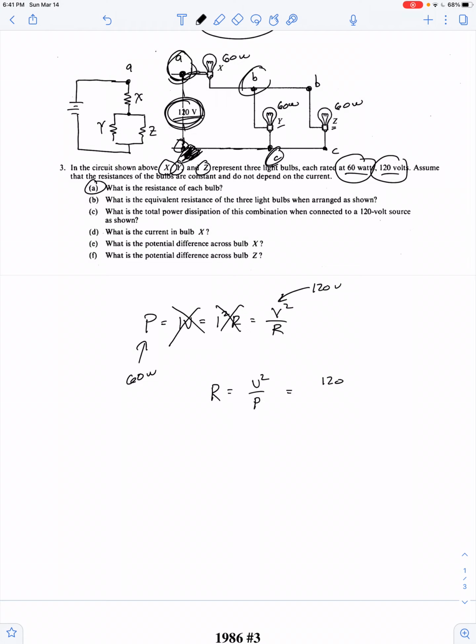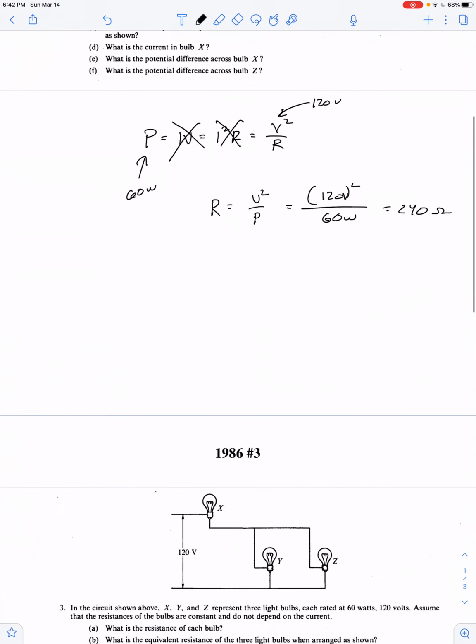So if they received 120 volts of potential difference, they would provide 60 watts of power. 120 squared divided by 60 gives us 240 ohms. I should say 120 volts squared divided by 60 watts gives us 240 ohms. So each of these bulbs is a 240 ohm resistor.